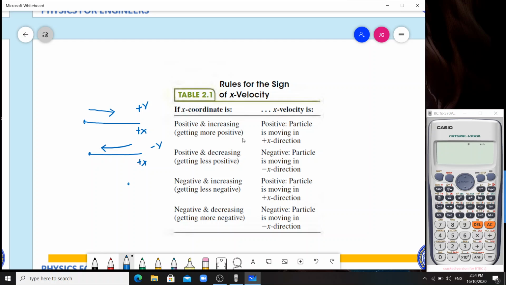Okay? Pero naman, kung halimbawa ang coordinate natin is negative x, nandito tayo sa x coordinate, okay? Negative x coordinate, kapag ang particle natin is going to the right or going to the datum, or getting less negative, ang velocity natin is positive, okay? Pero, kapag ito ang negative x natin at lalo pa siyang lumalayo, getting more negative siya, so, ang velocity natin is magiging negative. Okay? So, ito yung sign convention, rules for the sign of x velocity.